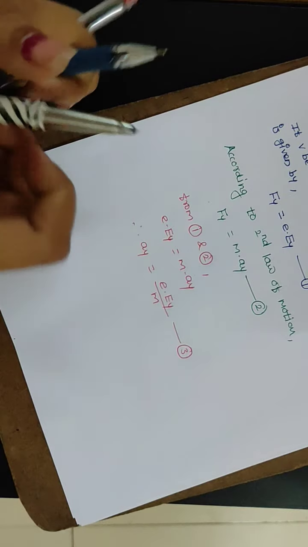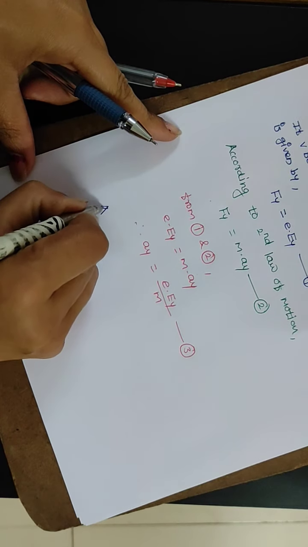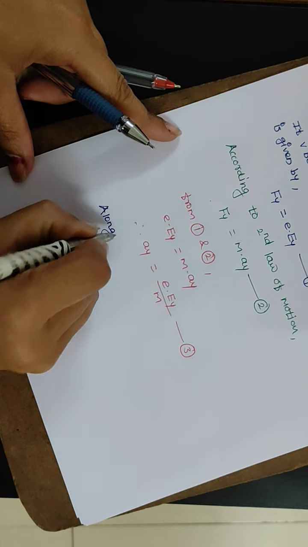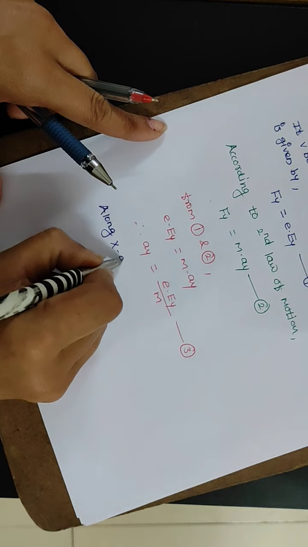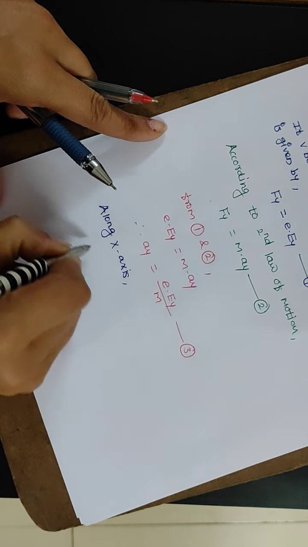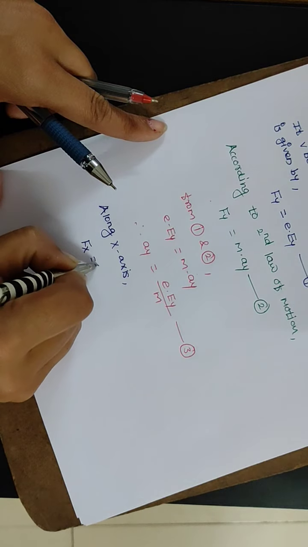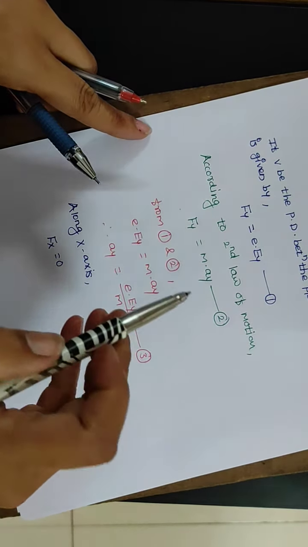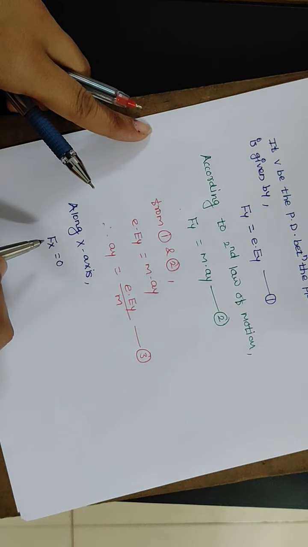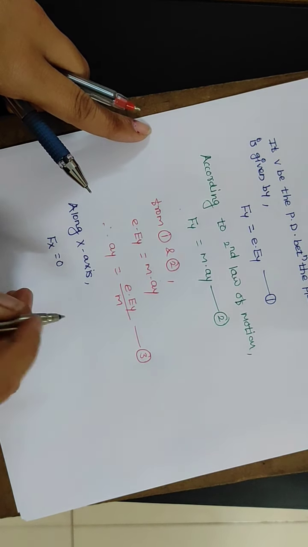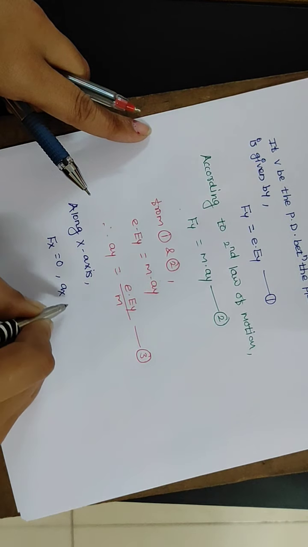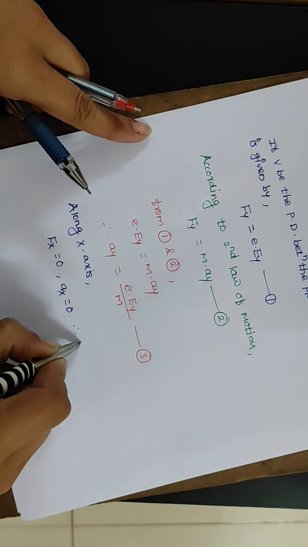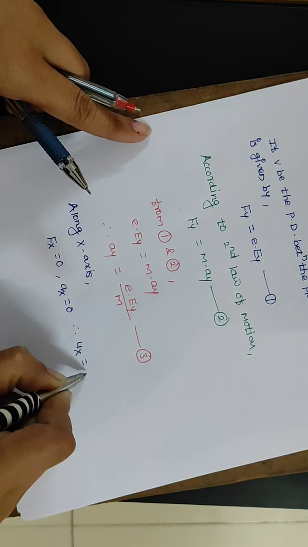And what happened along the x-axis? Along the x-axis, Fx is equal to 0. That is, there is no force acting along the x-axis, and due to this reason Fx is equal to 0. Hence the axial velocity along the x-axis is unchanged, and therefore ux is equal to constant.